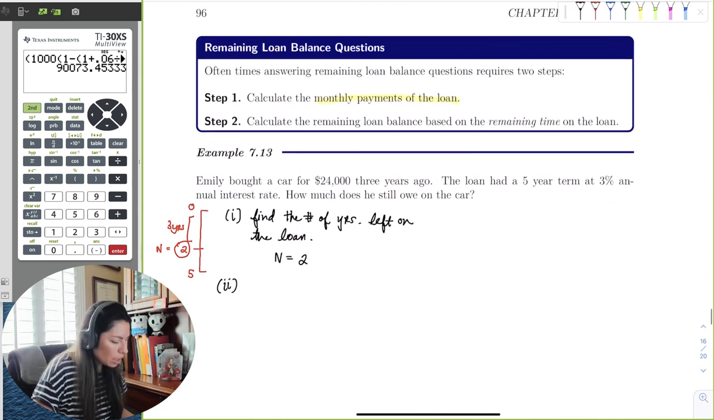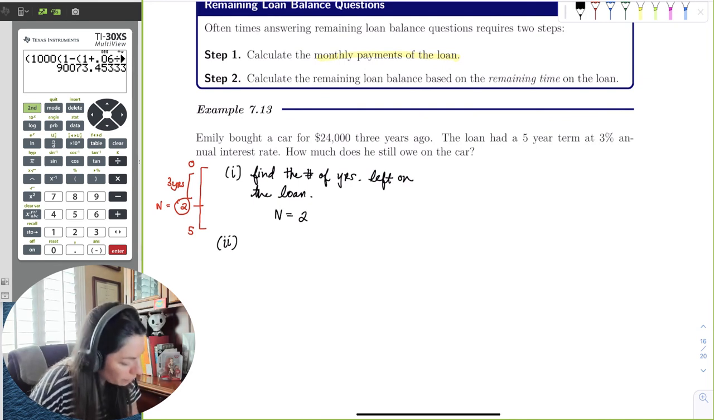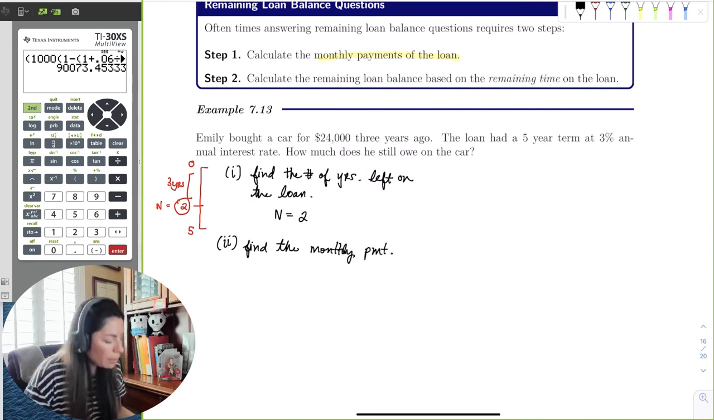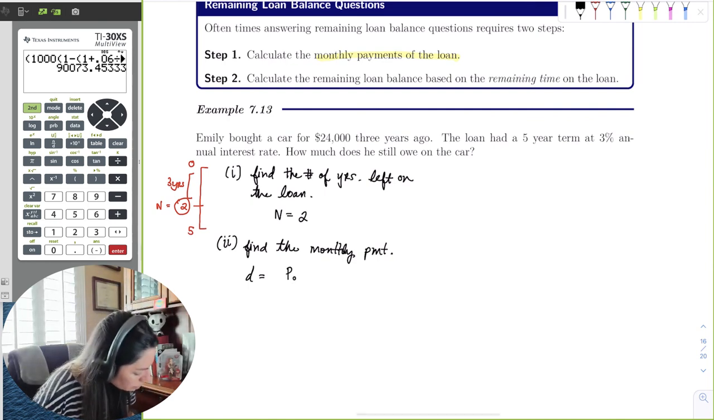So I need to find the monthly payments now. How we find the monthly payments is simple. We just have to find the monthly payments from when the loan started, that's all we need. So we can go ahead and use the loan formula for payments, which is D equals P sub 0 times R over K, all over 1 minus 1 plus R over K to the negative NK.